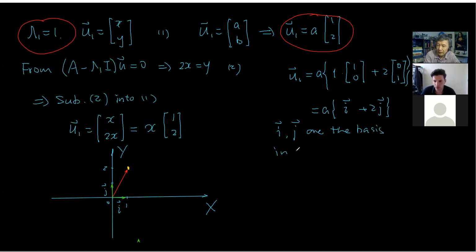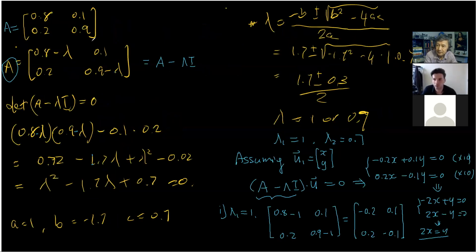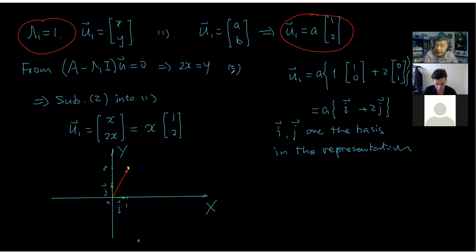In this particular representation, we don't have to consider this. We don't have to mention this I and J, because our objective in this case is looking for the eigenvalue of this Markov matrix, which is A. Can you see that? So that is how to obtain the first eigenvalue, eigenvector.